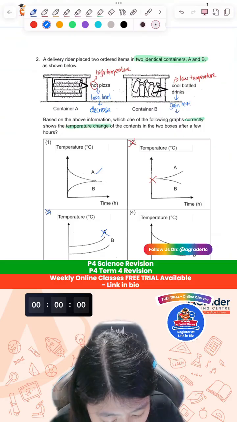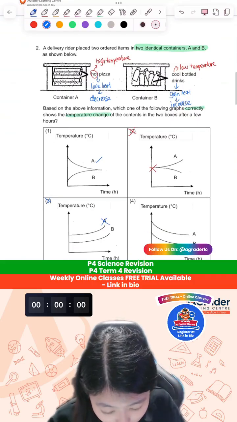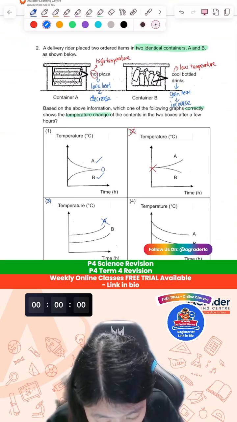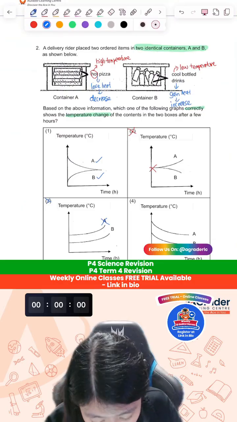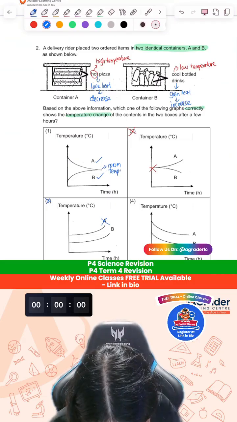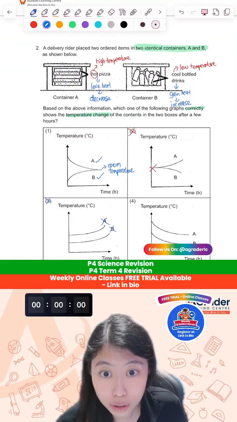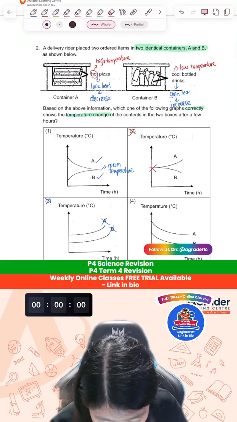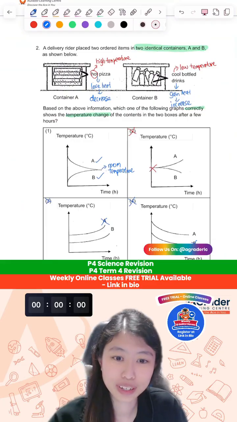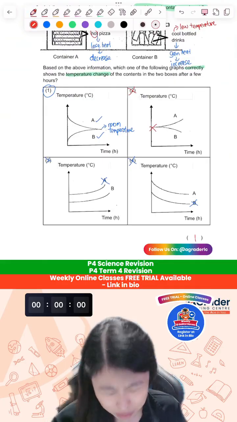So if it gains heat, it is supposed to increase in temperature. So B should show an increase in temperature. Number 1 did show that increase in temperature. And then eventually, a lot of you said this, it will eventually reach room temperature. Very good. Take note, B is supposed to increase, but it shouldn't decrease. So for option 4, B is wrong. All right, so your answer is supposed to be number 1.